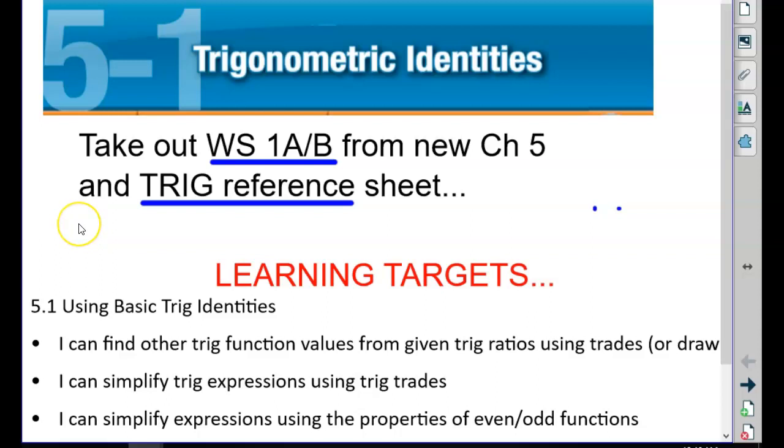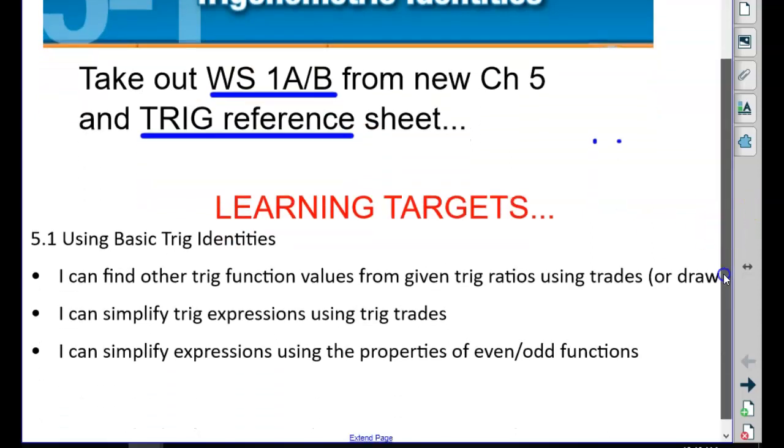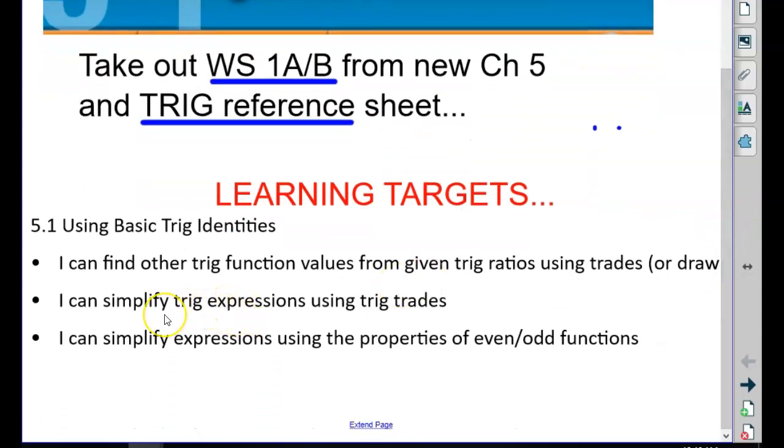All right, guys, so Trig Identity Review, Worksheet 1. On the quiz, the learning targets will be: can you find trig values given other trig values, which is not anything new? Then, can you simplify expressions using trig identities? That's not really new, but it's new right now. And then even and odd functions.